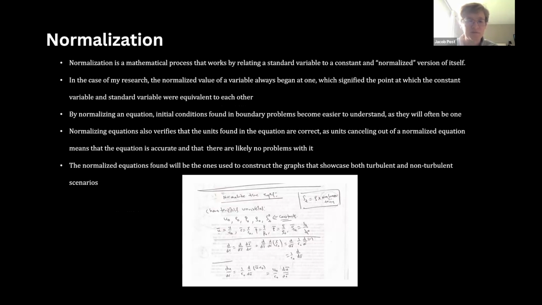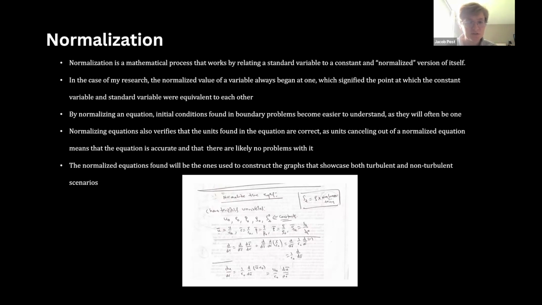When normalizing an equation, you are able to determine if your equation is right or wrong, depending on if the units that are present in the equation are able to cancel out from each other. So through normalization, you are essentially able to ensure that the equations that you are using are correct. Another benefit of normalization is that it allows for some simplification of the equations used. It allows for a more streamlined method of thinking and in the future programming.